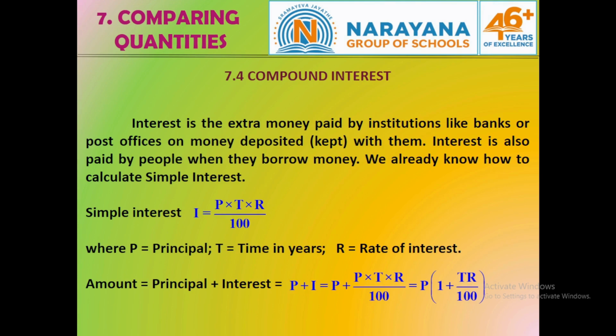Let us go with the formula of simple interest. Simple interest I is equal to PTR by 100, where P is the principal amount, T is time in years, R is the rate of interest, and amount is nothing but principal plus interest. P plus I is the total amount. So P plus, and the formula of I is PTR by 100. By taking P as common, P of 1 plus TR by 100 is the formula of amount in simple interest.